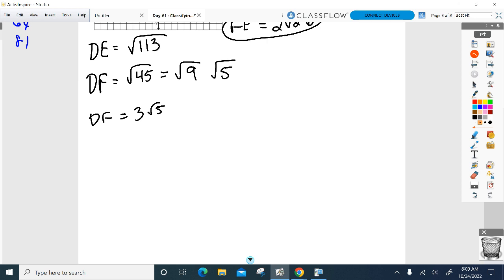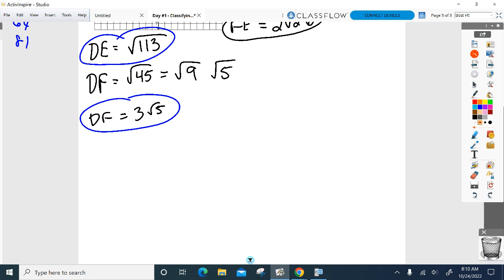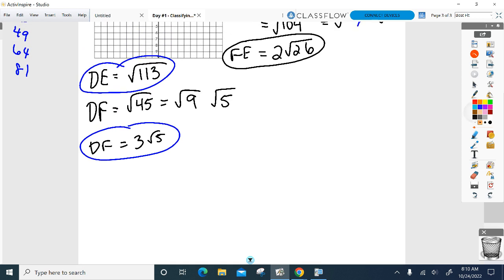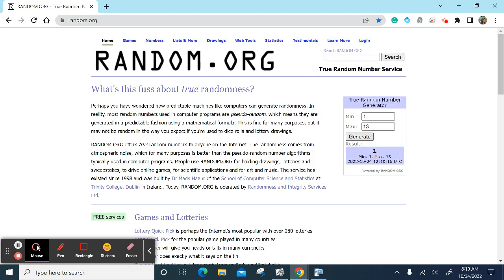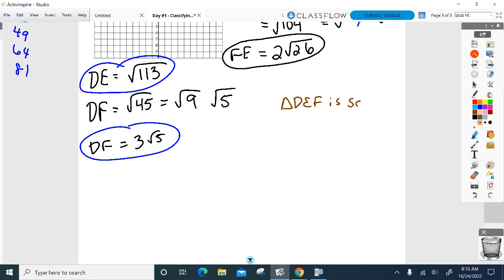All right, let's take a look at the 3 sides. You got 3 square root of 5. You got the square root of 113. And you got 2 radical 26. All 3 side lengths are different. So we're going to say triangle DEF is, let's finish this. What type of triangle is it if all 3 sides are different? Anna? Is scalene. Great job. How'd you know that, Anna? Because none of the sides are the same. Yep, all 3 sides are different.